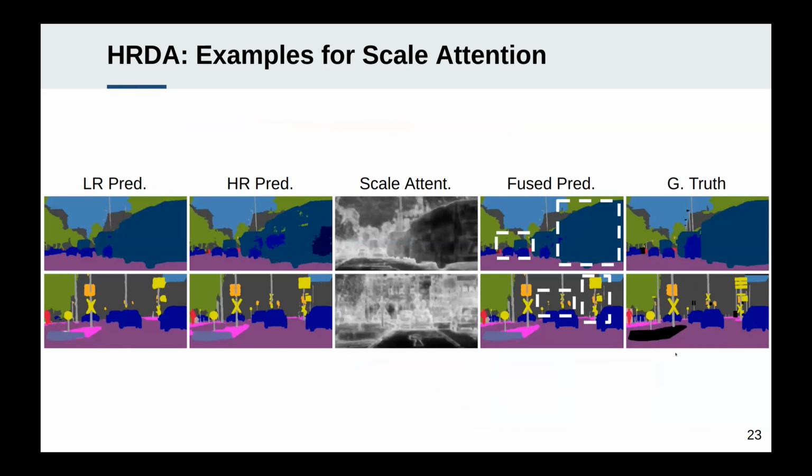To look at the system in practice, we have two examples here. Here we can see the low resolution prediction. This is quite good for large objects. We can see the high resolution prediction, which is not so good for large objects, but it's good for small objects, like these small pedestrians here in the background. The scale attention has learned where to trust which prediction. Black means trust the low resolution prediction, white means trust the high resolution prediction. So our fused prediction actually combines the advantages of both. The same for this image, where we can see these small traffic signs in the background are well preserved while they are lost in the low resolution prediction.